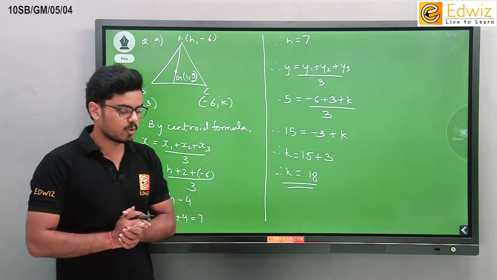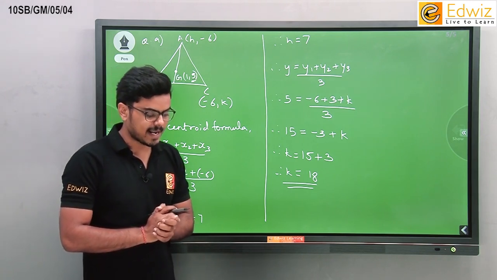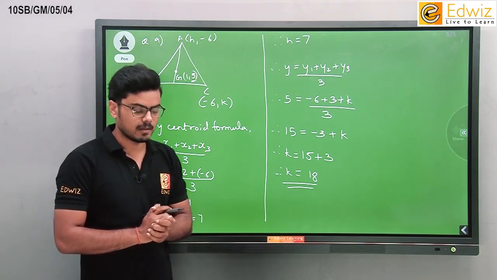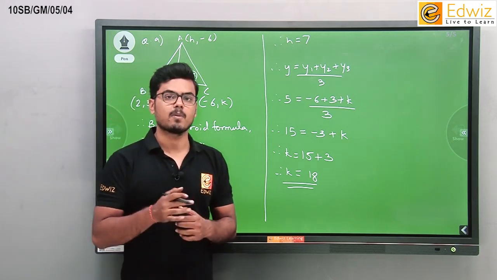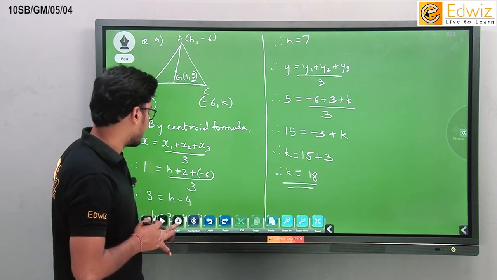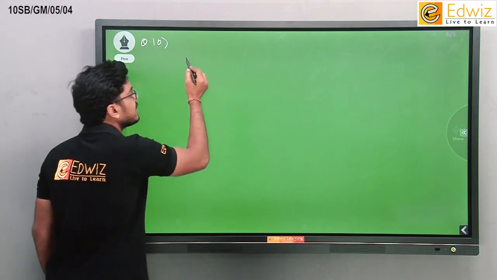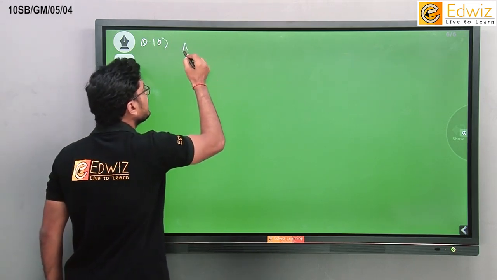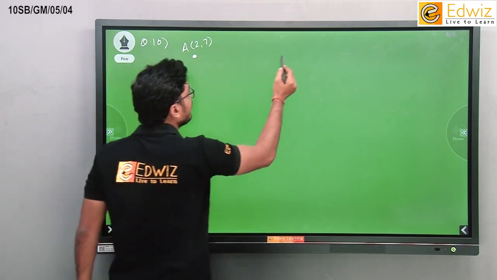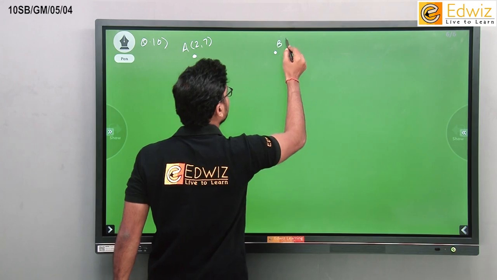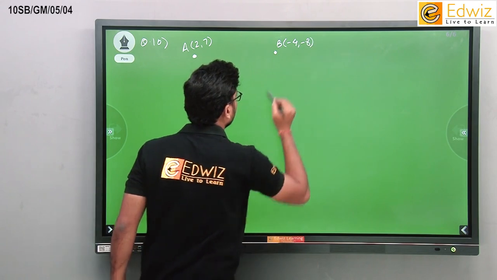Alright, now let us go to question number 10. Find the coordinates of the points of trisection of the line segment AB with A 2,7 and B minus 4, minus 8. Okay, so let me just explain the question to you. Question number 10, there is a line segment where point A is 2,7 and point B is minus 4, minus 8.